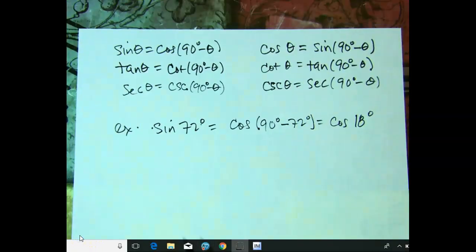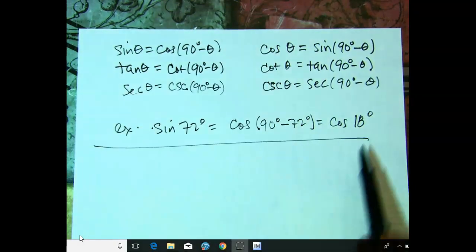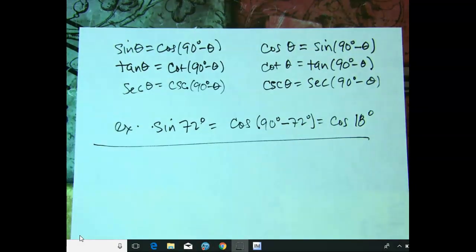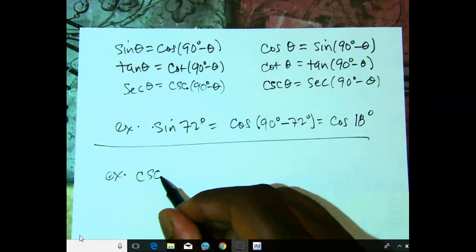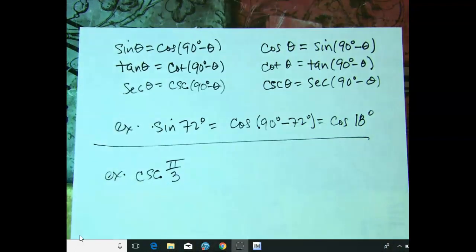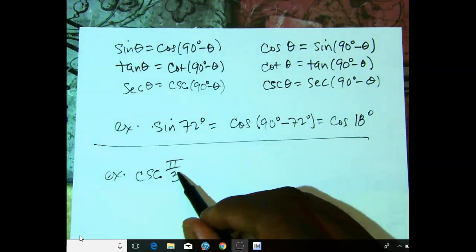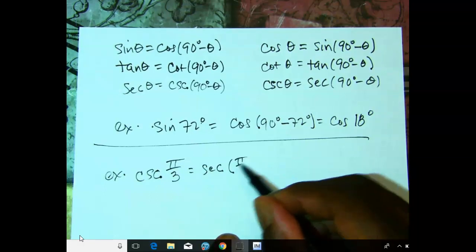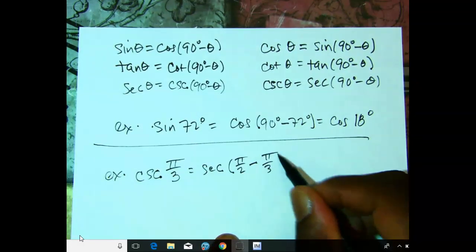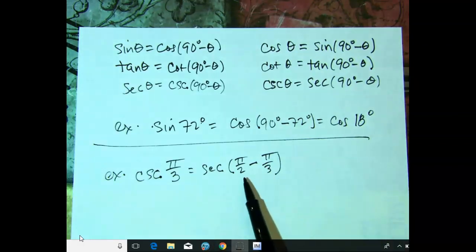Now that we've seen that that's true, we need to be able to work with these functions in degrees and in radians. So let's take a look at the next example. What's the cofunction to cosecant of pi over 3? In this example, we're not going to be dealing with degrees. So the cofunction to the cosecant of pi over 3 would be the secant of pi over 2 minus pi over 3. So it's not 90 minus pi over 3. We have to use pi over 2.